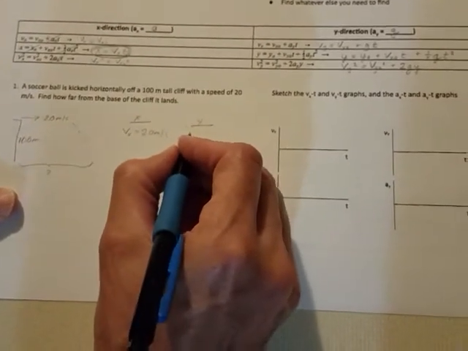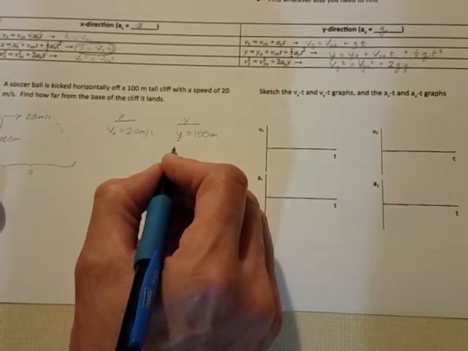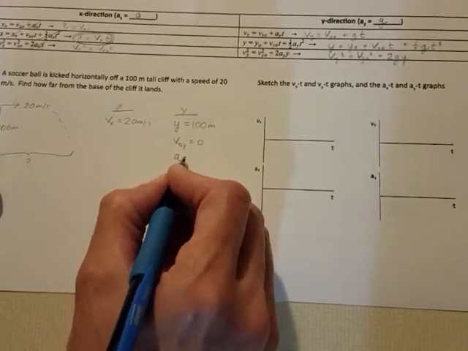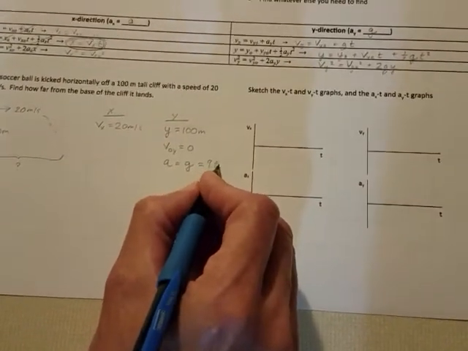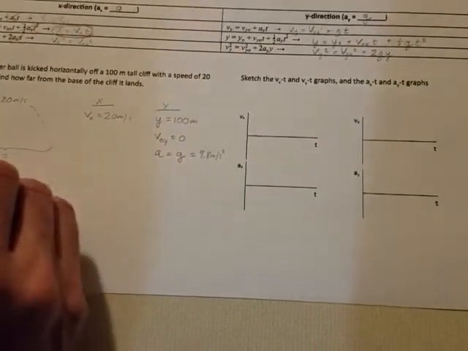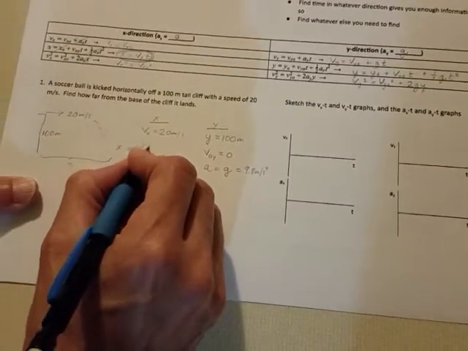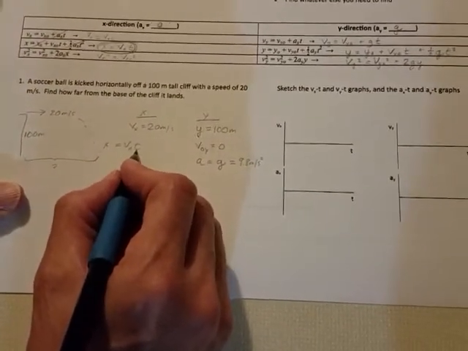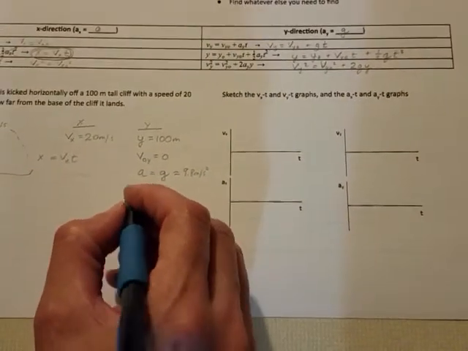In the y direction, we know the height of the cliff is 100 meters. But we also know that the initial speed in the y direction is 0. And we also know that the acceleration in the y direction is g, so 9.8 meters per second squared. In order to figure out what this distance is, what x is, we have x is equal to Vxt. So looking at this equation here where we've taken all that stuff out, we're going to need to know t. We don't have enough information in the x direction to do that, but we do in the y direction.